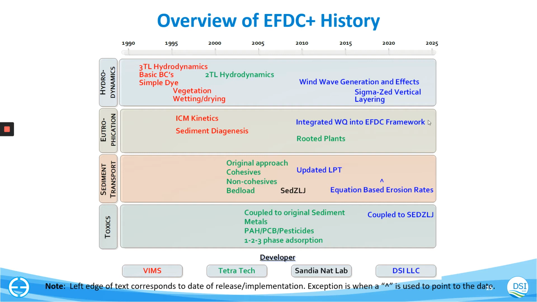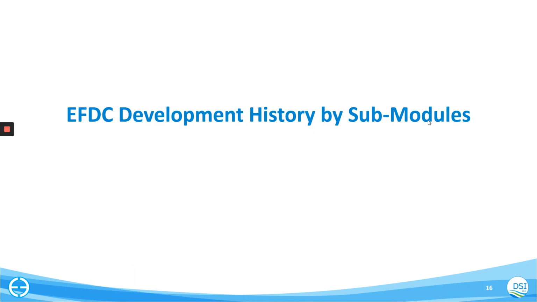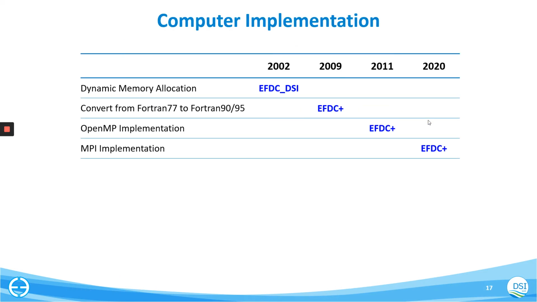At different times from 1990 onwards, it was developed by Virginia Institute of Marine Science, then Tetra Tech, then Sandia National Lab, and DSI LLC. Submodules have come along at different points of time. Dynamic memory allocation was in the DSI version in 2002. Later on, there was an OpenMP implementation, so you can run it faster. Currently, DSI is working on the MPI implementation.